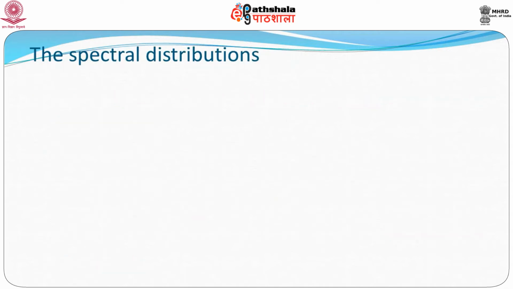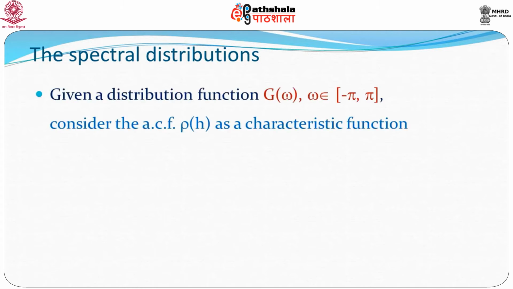Now, to do that, the major tool that we use is referred to as the spectral distribution and the spectral density function. Now, given a distribution function g(omega), where omega belongs to the range minus pi to pi, consider the autocorrelation function rho(h) as a characteristic function. So, in this case rho(h) can be written as the integral from minus pi to pi of e to the power of i omega h dg(omega). We are talking in terms of the Lebesgue integral here.